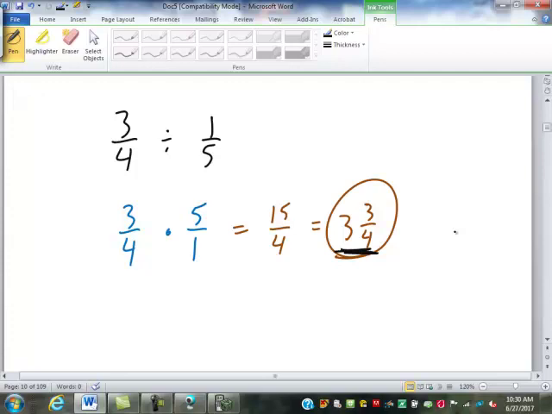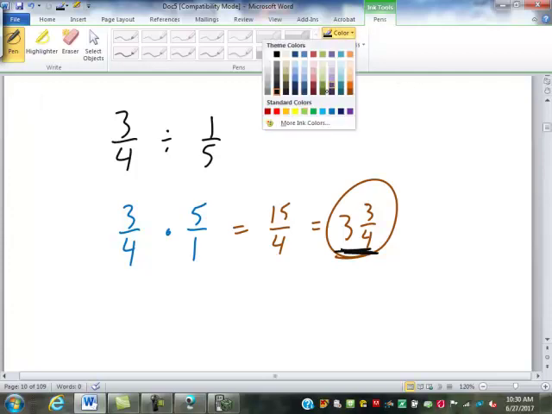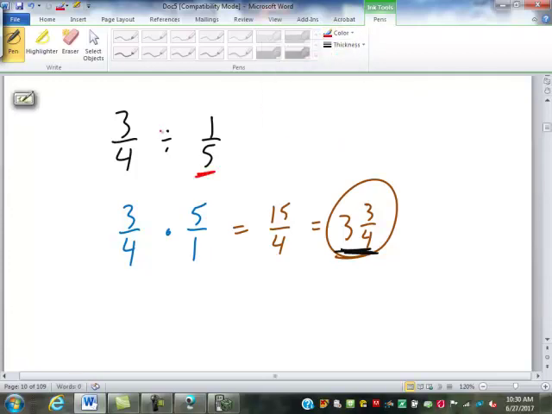Well, remember, we talked about when we were doing whole numbers on that first day, division is repeated subtraction. This is asking, how many times can I take 1/5 away from 3/4? Well, 1/5 is smaller than 3/4, so I can take it out several times. I take it out 3 times, and there's still some left over, is what that's telling me.